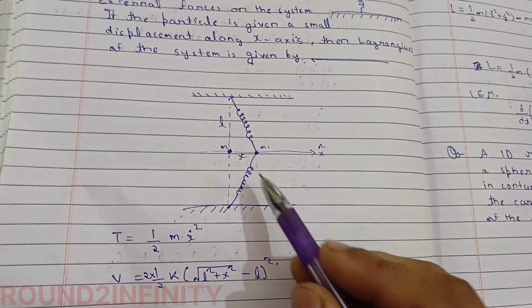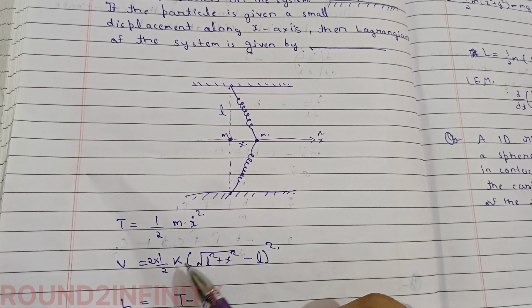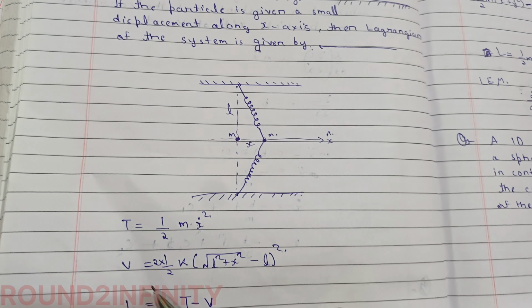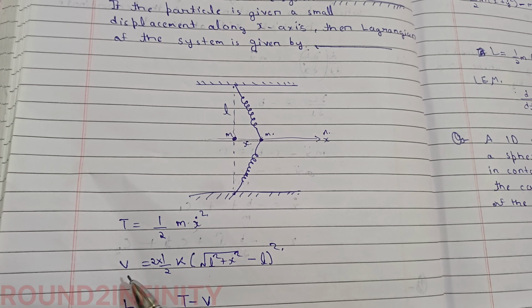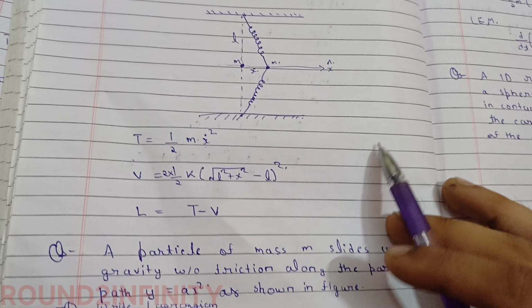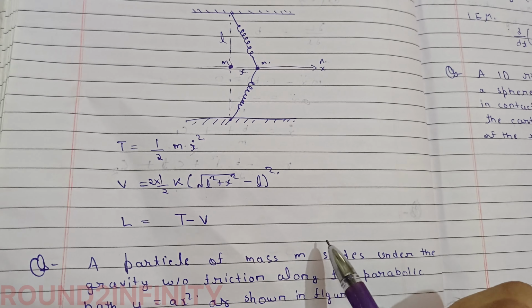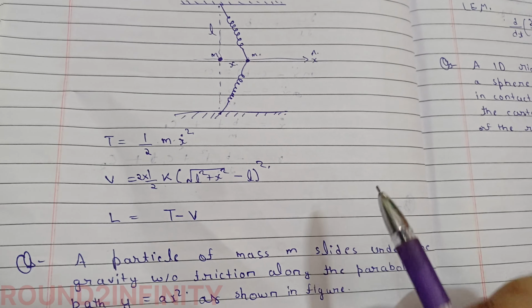This is the displacement, means the stretching in this spring, divided by 2, and there are two springs, so it will be 2 into this potential energy. So it will give you the total potential energy of this particle, and the kinetic energy is this. So T minus V will give you the Lagrangian. So just this minus this will give you your answer. So this was in the options, the direct Lagrangian.